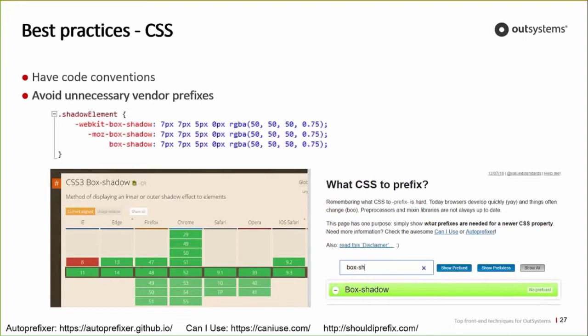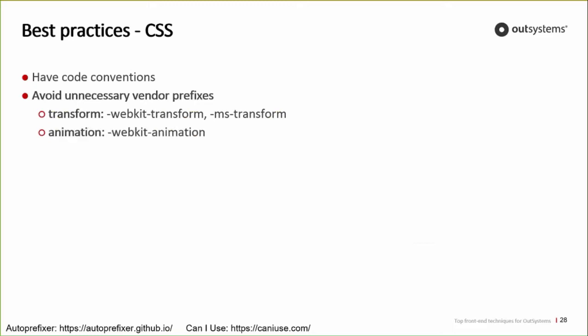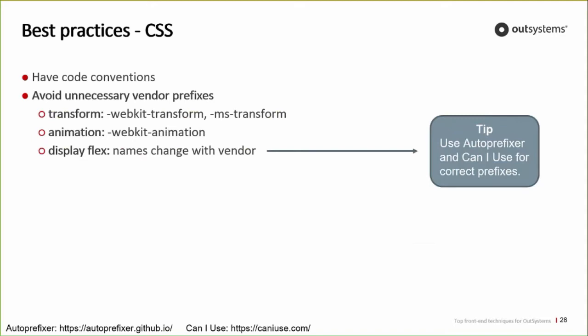In this example, where we have the shadow element, we just needed to have the last line. The other two lines are just noise. Here are examples of where it's needed and where it's not needed. When using transform, we still need to use it. Animation as well. Flex, for example, is one of the hard ones. So a tip here would be to use Autoprefixer to check what prefixes to use, because in Flex, the property name actually changed between the browsers.